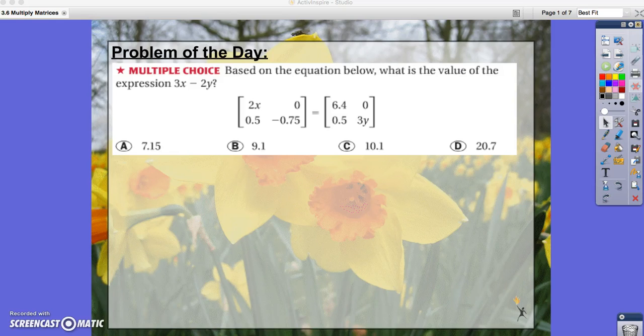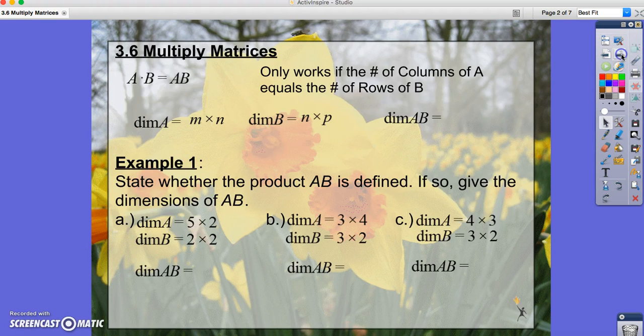All right, so today we move on to lesson 3.6, multiply matrices. Pause the video and solve the problem of the day. So in 3.5, we dealt with adding, subtracting, scalar multiplication. 3.6 is dedicated solely to multiplying matrices, multiplying in general. Not scalar, where there's a number at front.